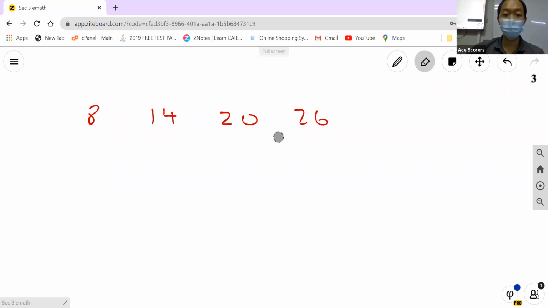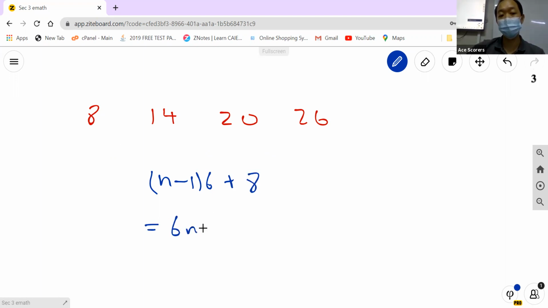So what is the gap? 6. So when the gap is 6, automatically I write down n minus 1 times 6. Automatic. Then after that, plus the first term. So I'm going to get 6n minus 6 plus 8, so it becomes 6n plus 2. You can test whether it works or not. If n equals 2, this is 12 plus 2. Then if n equals 1, it's 8.